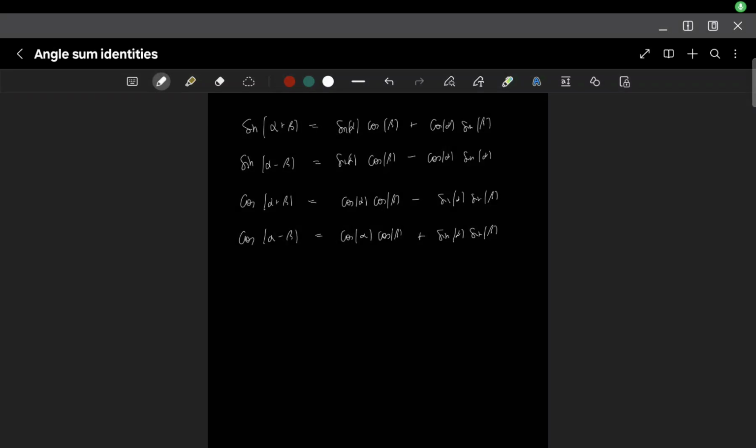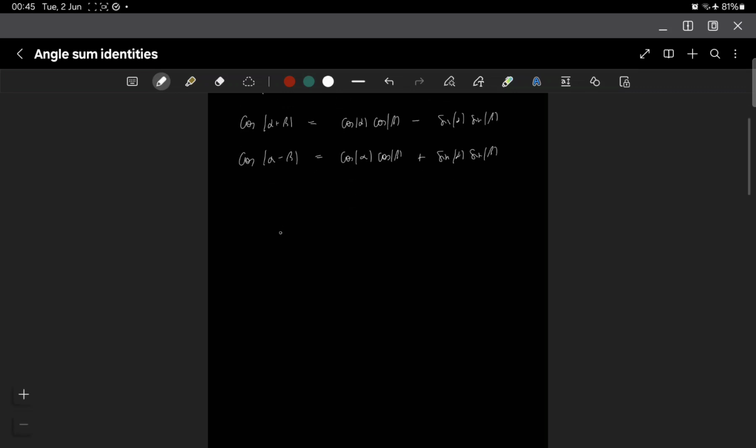Okay, in this video we're going to derive the angle sum identities for trigonometric functions. So I've listed the four identities over here. So let's dive straight into it. The easy way to derive these identities is to just use rotation matrices and vector algebra, basically.